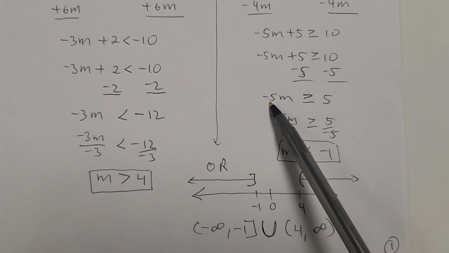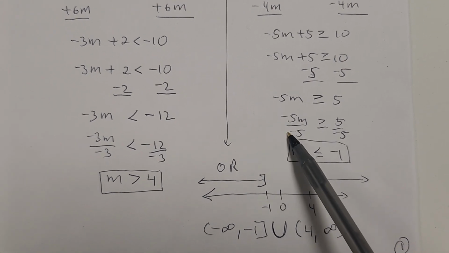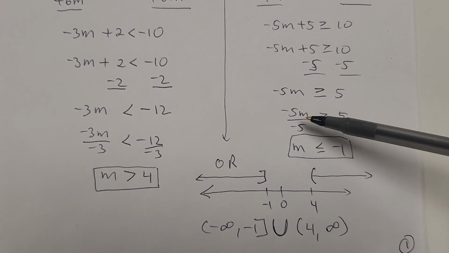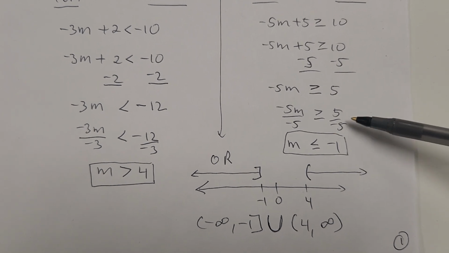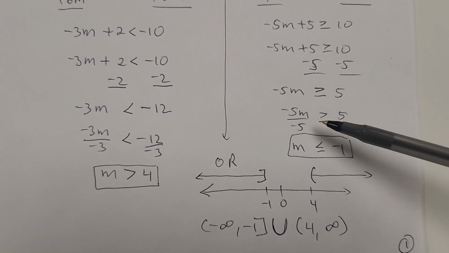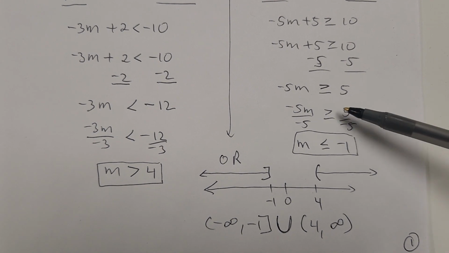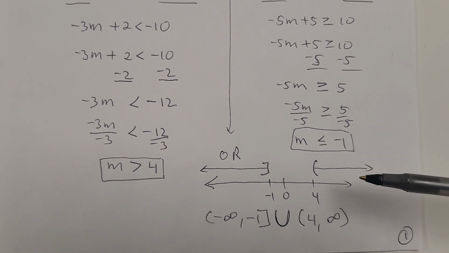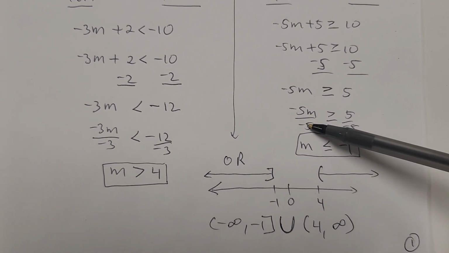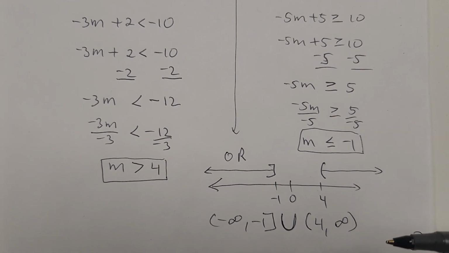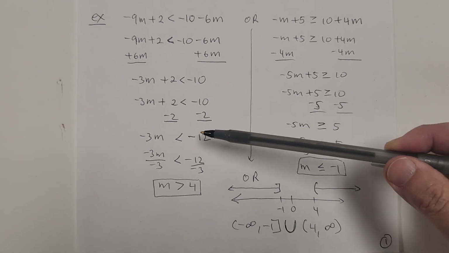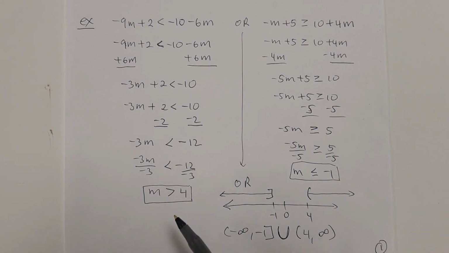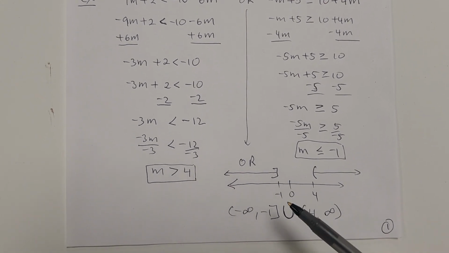Next, I want to divide by negative 5. So divide by negative 5, divide by negative 5. This negative 5 goes away, so I just have m. 5 divided by negative 5 gives me negative 1. And since I am dividing by a negative, this symbol got flipped. So again, when you multiply or divide by a negative, the symbol always switches. So this is the answer on the left-hand side. This is the answer on the right-hand side. Now take these two answers and graph.